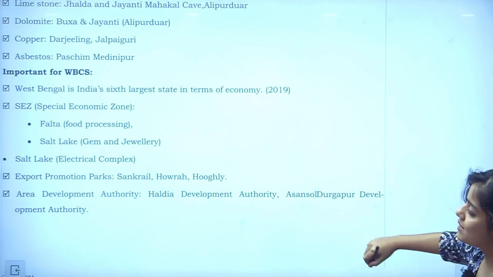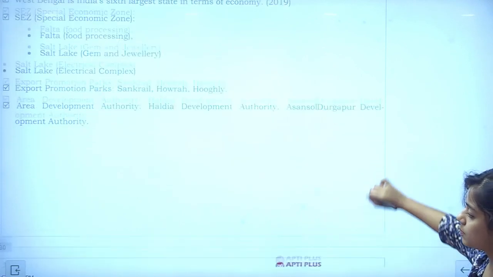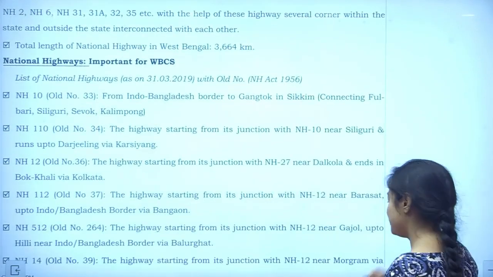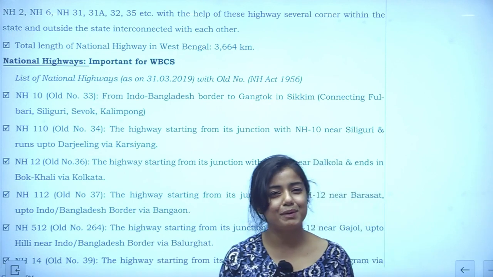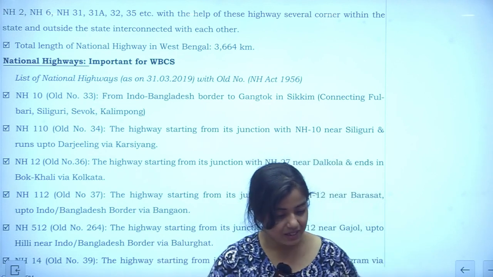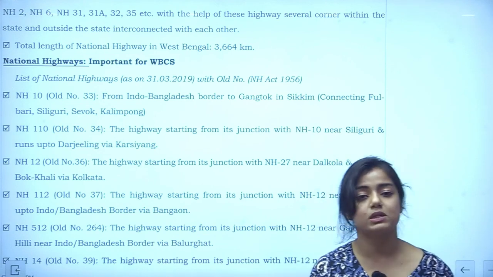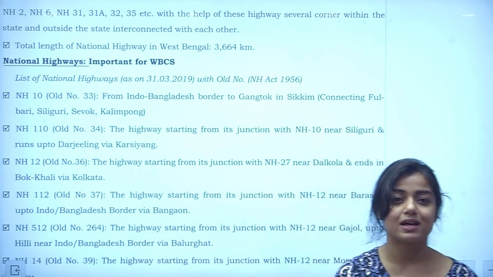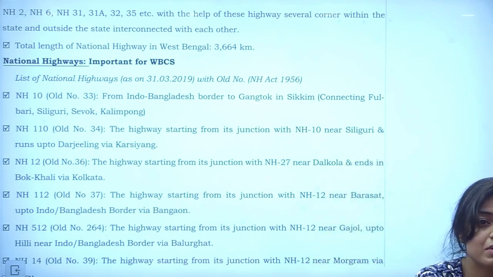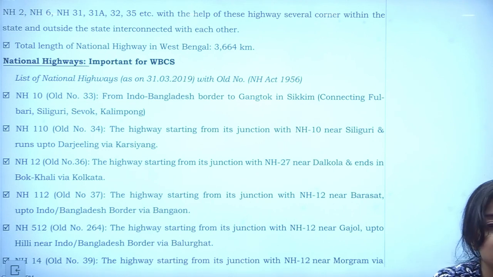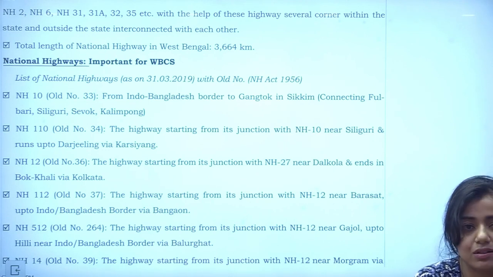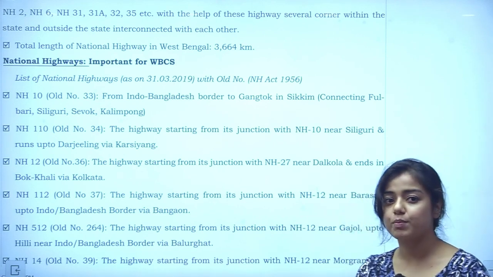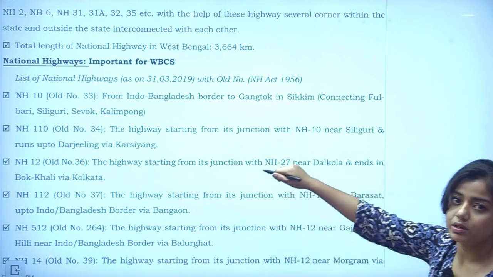They are talking about a few SEZs, special economic zones. Now we come to the transport system of West Bengal. The main important question from this is: the Farakka barrage passes through which national highway? One more thing I would like to add, please go through the updated numbers of national highways. The government has changed their numbers, so please do see the new numbers. For India, you have to learn the golden quadrilateral, and national highways 1 to 10 are something you have to learn by heart. And for West Bengal, these are a few important national highways.